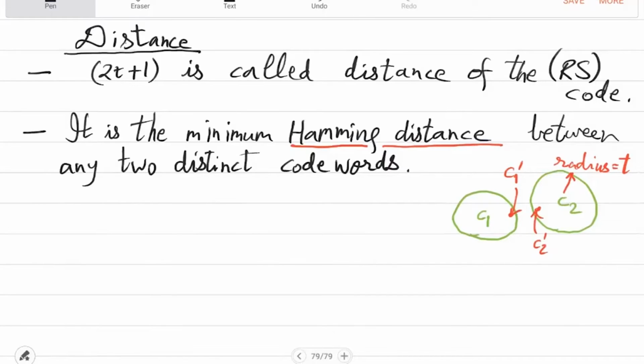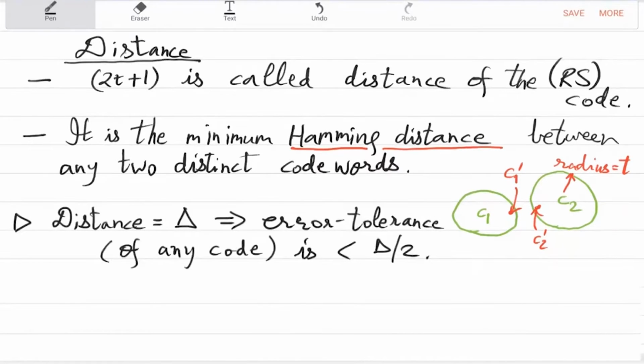It is clear in general that you cannot cross 50%. You cannot even achieve 50%. So distance delta implies that the error tolerance of any coding scheme is less than delta by 2. So if you have a mathematical coding scheme with a proven distance of delta or less, then in practice the error tolerance will be less than half. It cannot be better than this. So distance can be, in terms of fractions, at most 1, and so the error tolerance is always less than half.